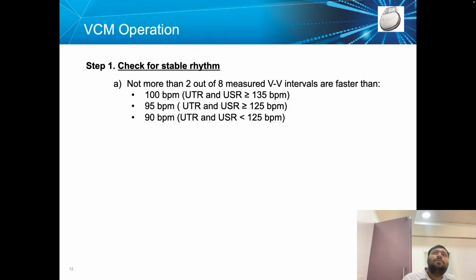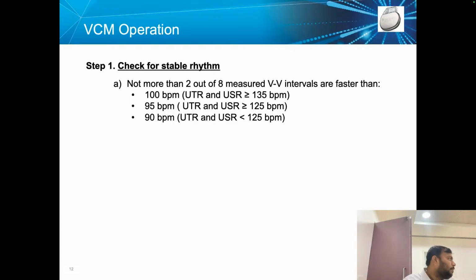Not more than 2 out of the 8 VV intervals are faster than 100, 95, 90. These are programmable. These are the things each device checks; it's an algorithm running. So before stepping into the algorithm, the device will check for the stable rhythm. In the last 8 beats, not more than 2 beats should cross 85 beats per minute. And all these three things should get a green tick.